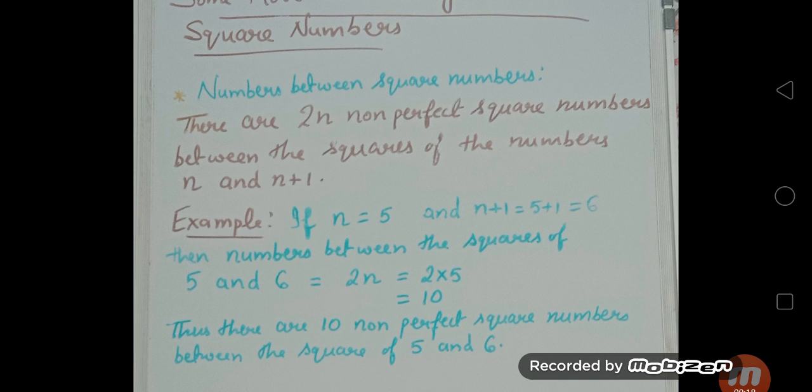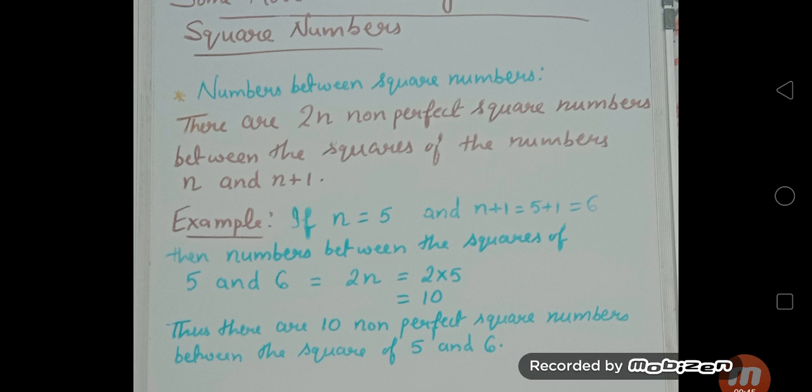Numbers between two consecutive square numbers. There are 2n non-perfect square numbers between the squares of the numbers n and n plus 1. N and n plus 1 means two consecutive numbers which come one after the other. I have taken an example. If n is equal to 5, then n plus 1 will be 5 plus 1, 6, and you all know 5 and 6 are two consecutive numbers.